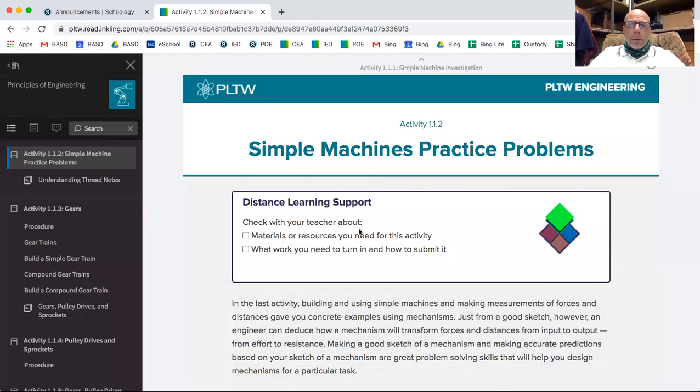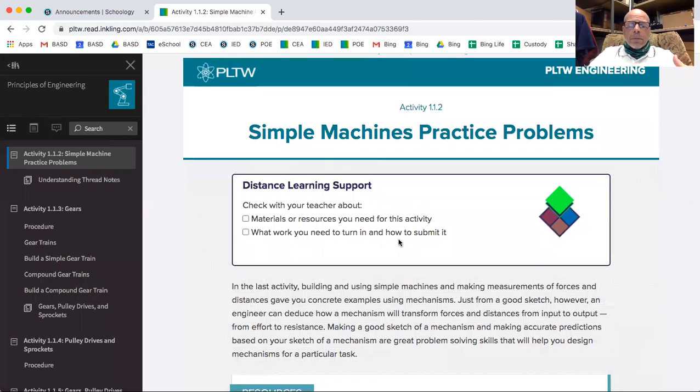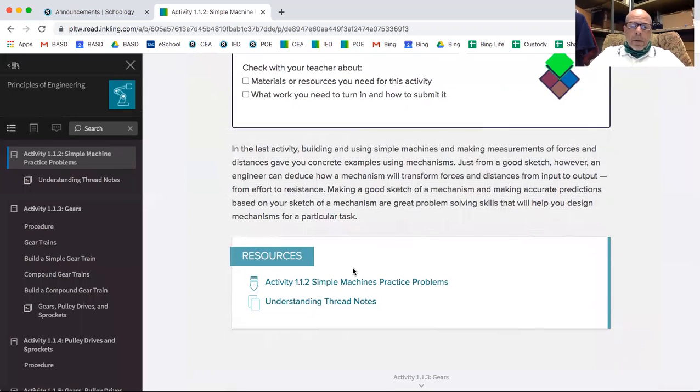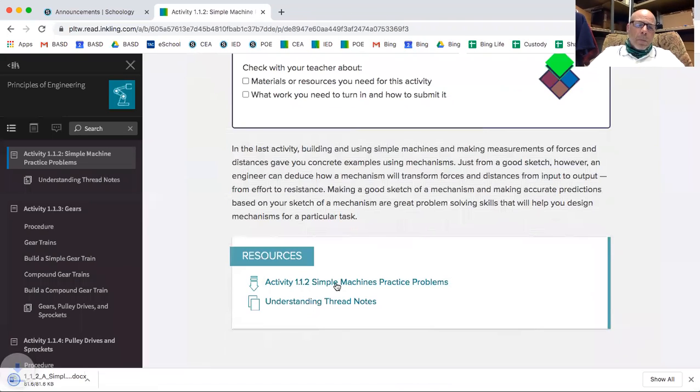And so here we are back, 1.1.2, simple machine practice problems. What I find very annoying about this is that you have to open up a Windows doc in order to do what they just should have put in the web page. Okay, so here is that item. These are problems, and they are solved the way that I do physics problems, if you've either had my physics class or heard of the way that I do things in physics class.